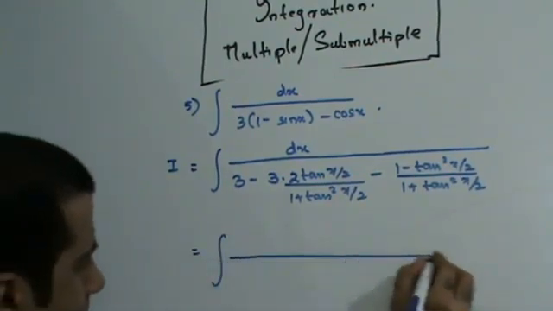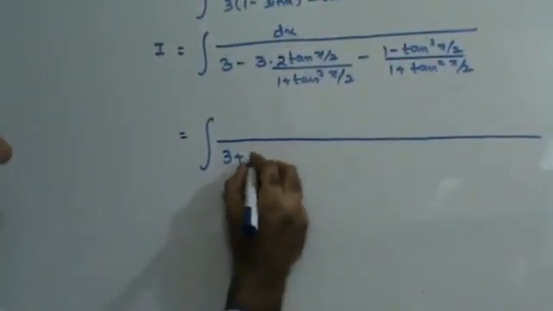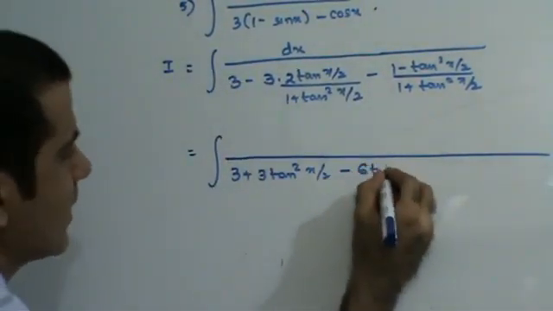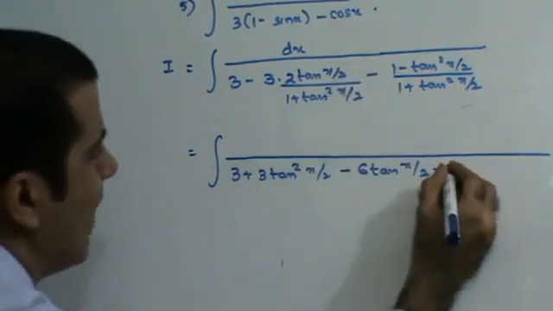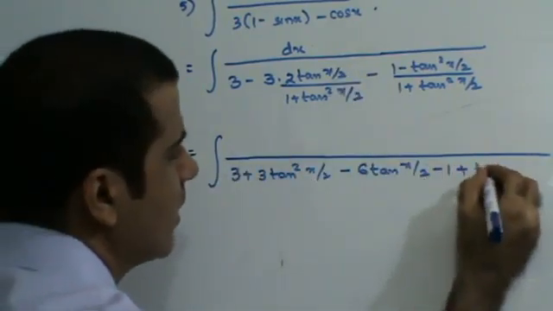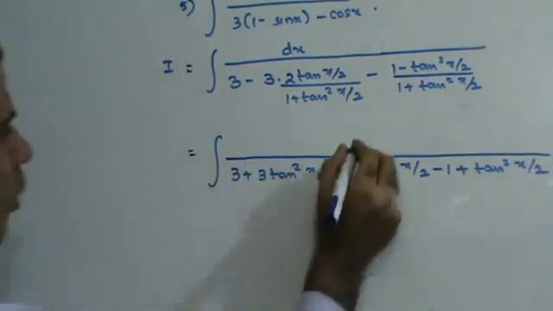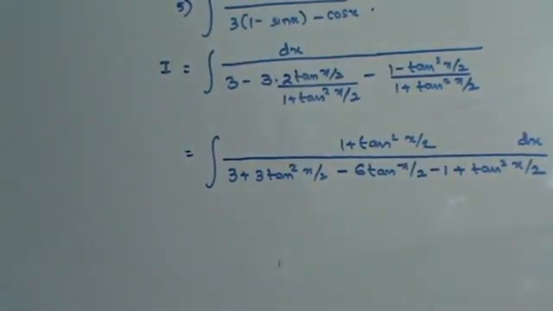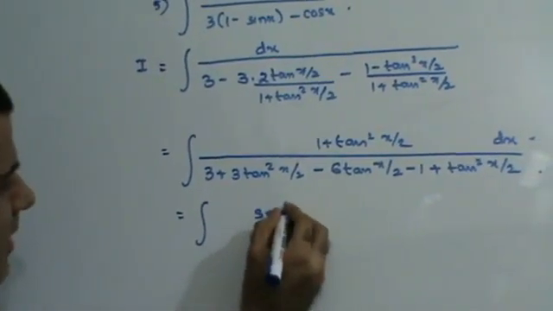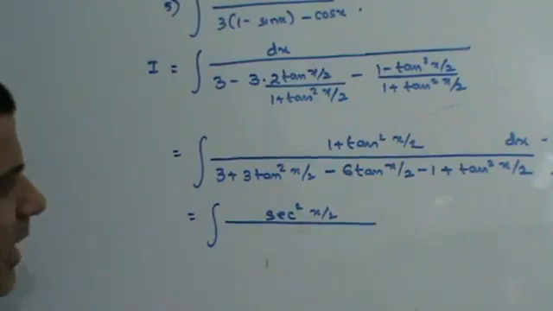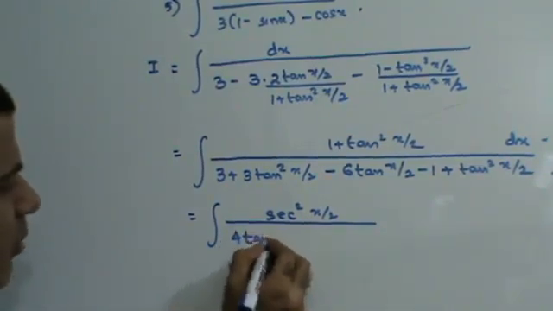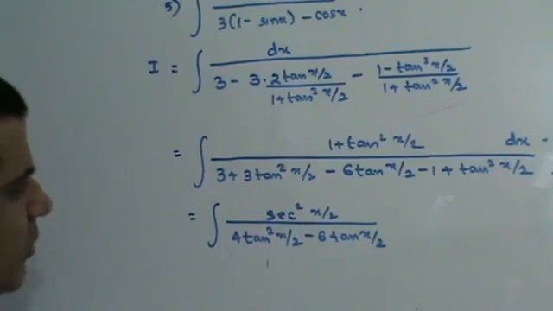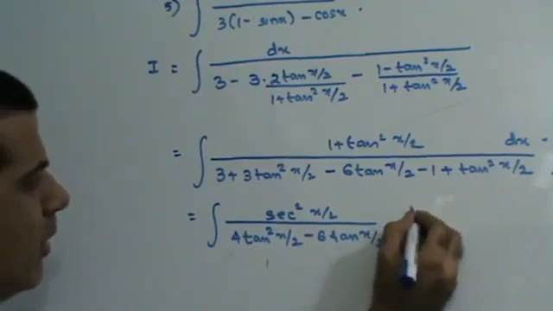Let's do LCM, people. This is going to be 3 plus 3 tan square x by 2, 3 multiplied by the common denominator, minus 6 tan x by 2 minus 1, minus into minus plus tan square x by 2. Common denominator goes up, 1 plus tan square x by 2 dx. This can be written as integral of sec square x by 2, 3 tan square x by 2 plus tan square x by 2, 4 tan square x by 2 minus 6 tan x by 2 plus 3 minus 1, that's plus 2 dx.